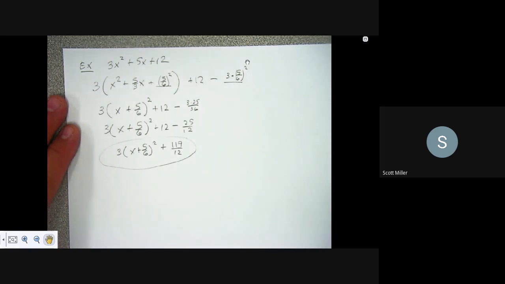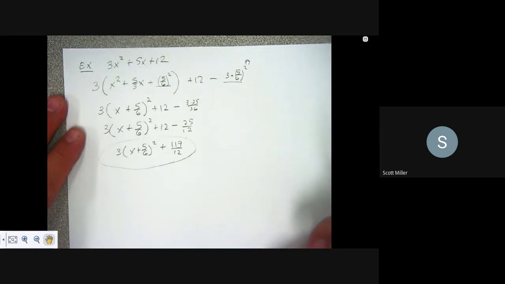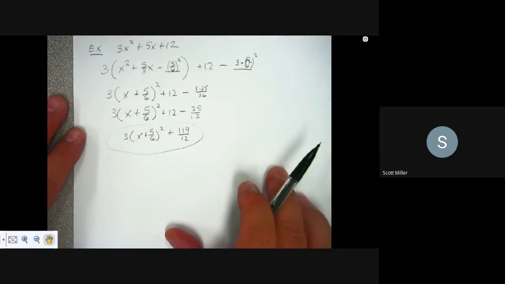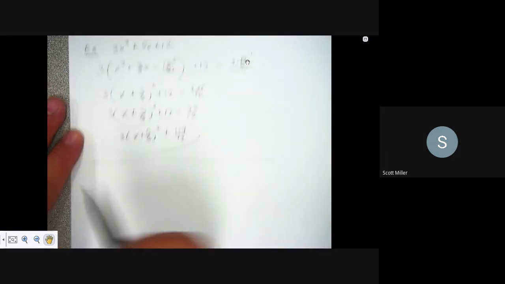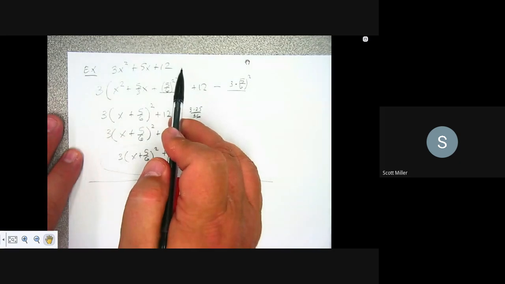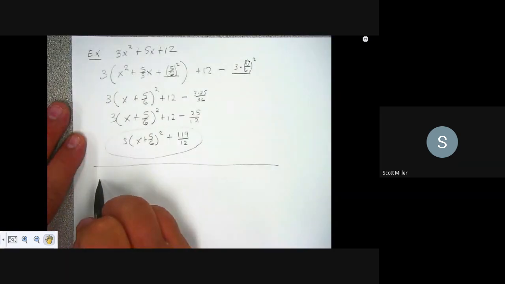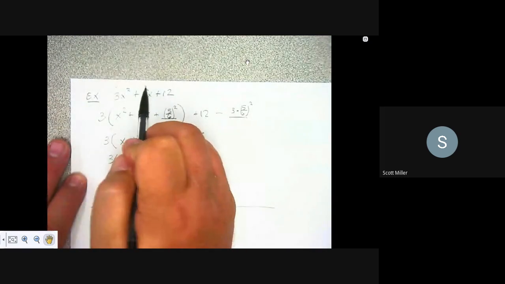Completing the square, but you'd have to remember all those little subtle things that are going on. Here's the technique I want to show you. In the alternate method, I just need to find the vertex of this. Imagine if this was a parabola, y equals. And so I need to find h using the formula negative b over 2a.